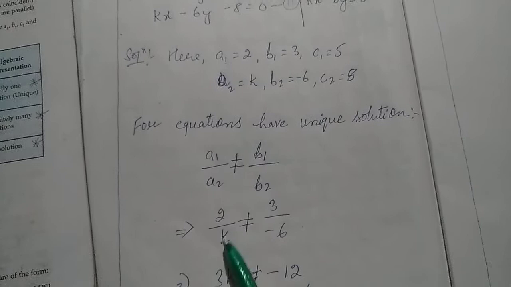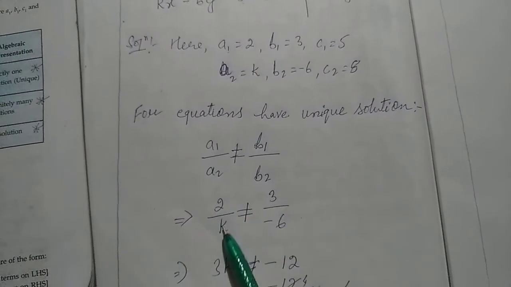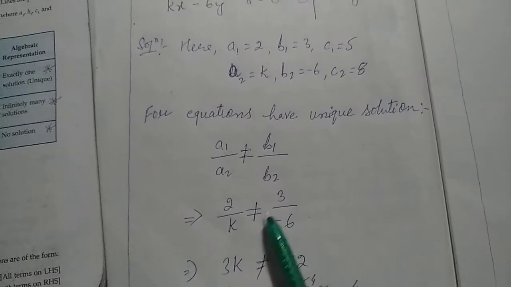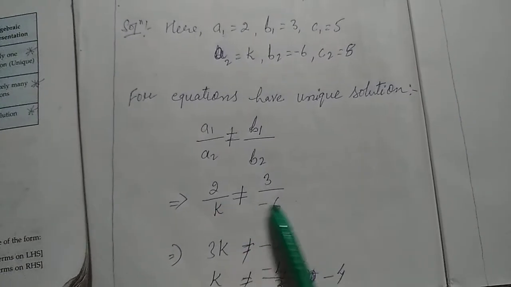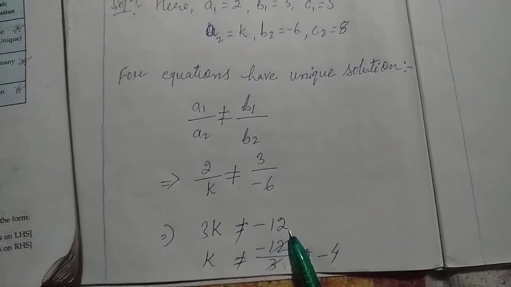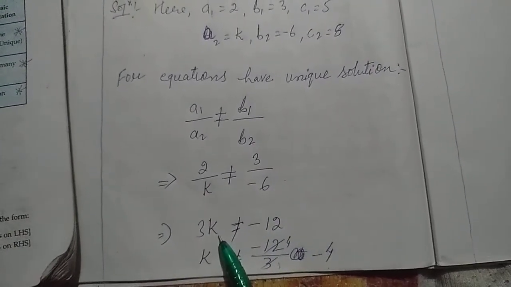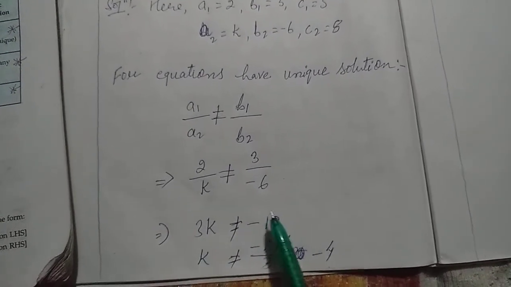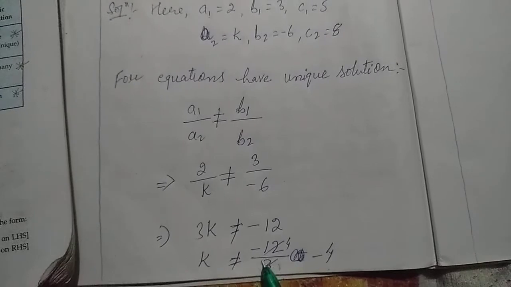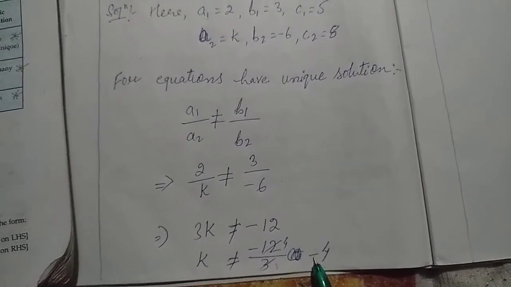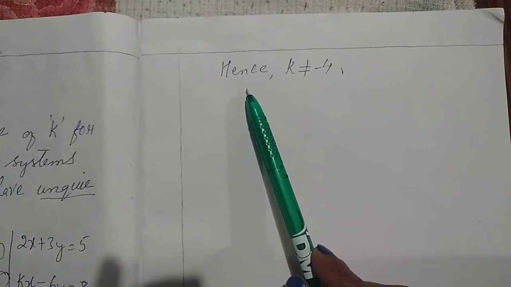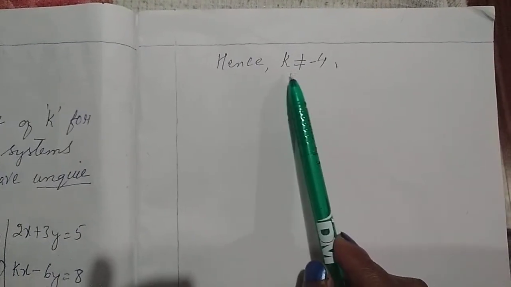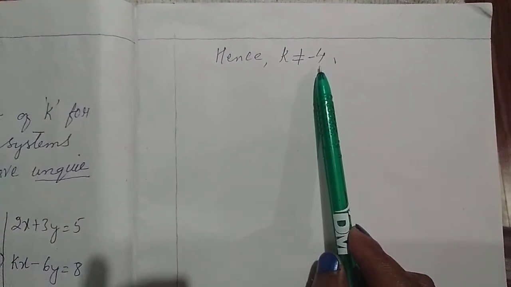So putting the values, since this is a fraction, we will do cross multiply. K into 3 will be 3k. 2 into minus 6 will be minus 12. Now since this is called variable and variable remains on the left, this will become the divisor. 12 divided by 3, minus 12 divided by 3 is minus 4. So hence our answer is k is not equal to minus 4.